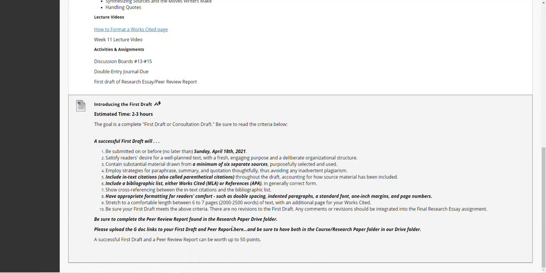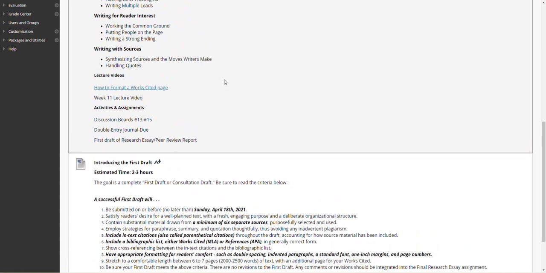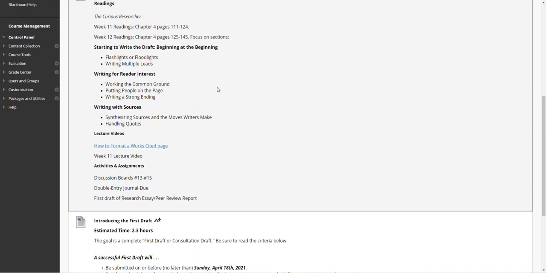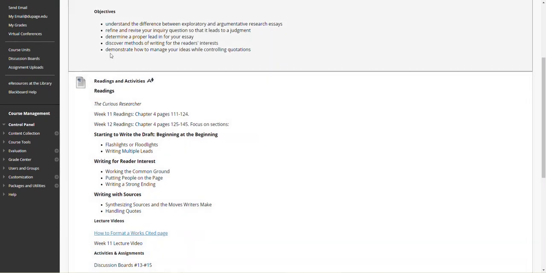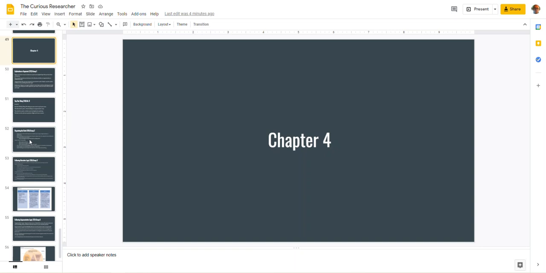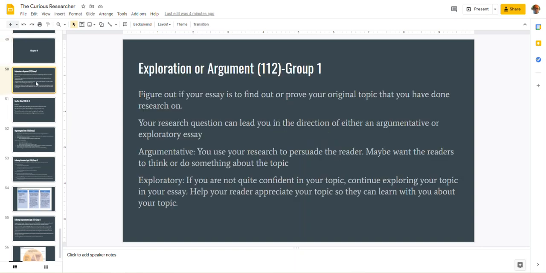So I'll cover submission protocols a bit later, and also the special drive instructions that we will use for the research essay. Okay, so just heading over to the Chapter 4 PowerPoint, let's talk a little bit about how to organize your particular essay.